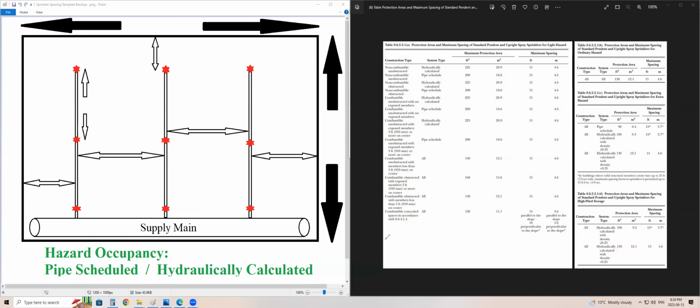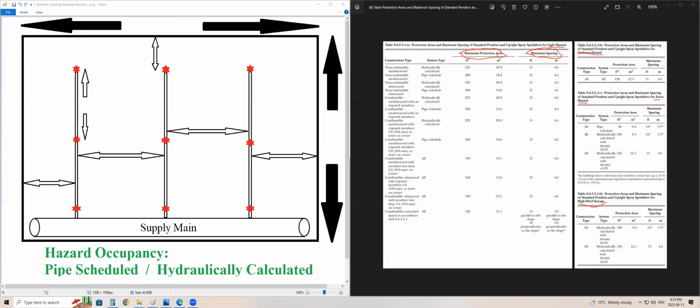This is the real reason everyone was here, but it took a little bit of explaining before I could get us here. So we now have a maximum protection area, where, again, this is light hazard, and we have a maximum spacing chart over here. Same thing for ordinary hazard, extra hazard, and, oh, this is high piled storage hazard. It's the same thing, protection area, and the charts are typical.